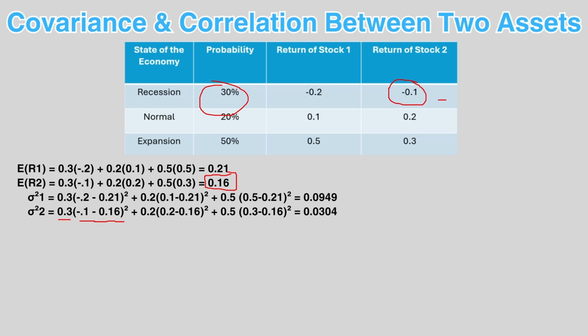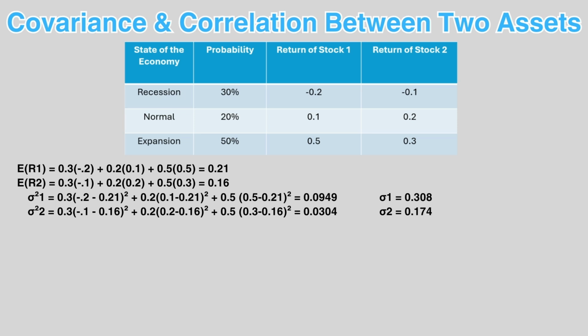Then we're going to add it to, again, the 20% probability of the normal state occurring, and we're going to multiply that by the return of stock 2 in the normal state, which is 0.2, minus, again, the same 0.16, which is the expected return of stock 2, and again, remember to square it. And finally, for the expansion state, we're going to use 0.5 to represent the 50% probability of an expansion occurring, and we're going to multiply that by the 0.3, which is the return of stock 2 in the expansion state, minus the expected return of stock 2, which is the 0.16, and we square that, and you get a variance when you calculate that out of 0.0304.